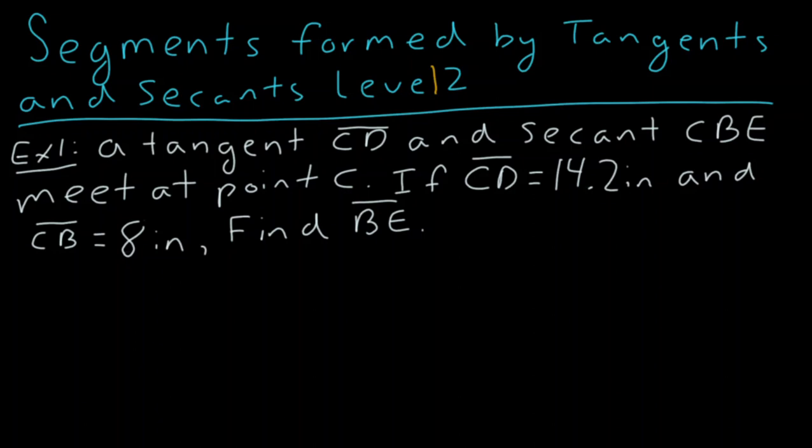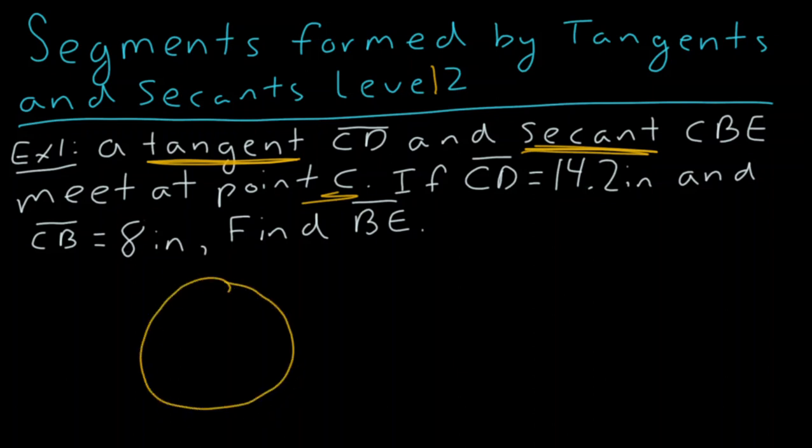We have a tangent, CD, so let's underline that word tangent, and a secant, CBE, so let's underline that word secant, and they meet at point C. Now we know that tangents and secants will always be some things that we apply to circles, so I will draw myself a circle, nice circle right there, and our point C is going to have to be somewhere on the outside. That's the only possible way to draw this scenario. And let's go back to our tangent. So we know it's tangent CD.